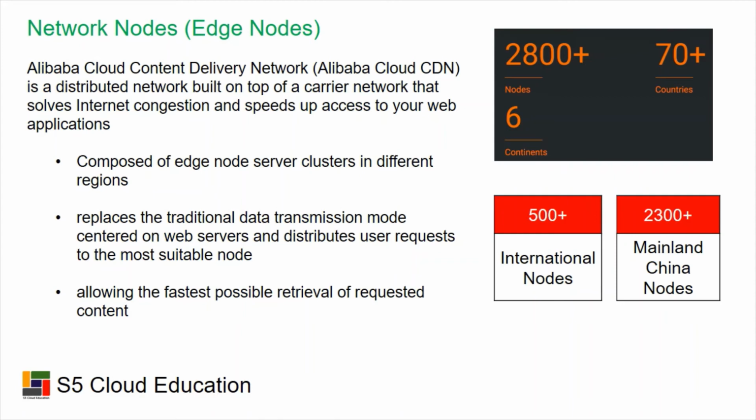CDN plays a major role in performance when your application has multiple instances across different regions and the audience of your applications is spread across the world, at least those regions. There are around 500 plus international nodes while 2,300 mainland China nodes to address internet congestion and speeds up access to your web applications.